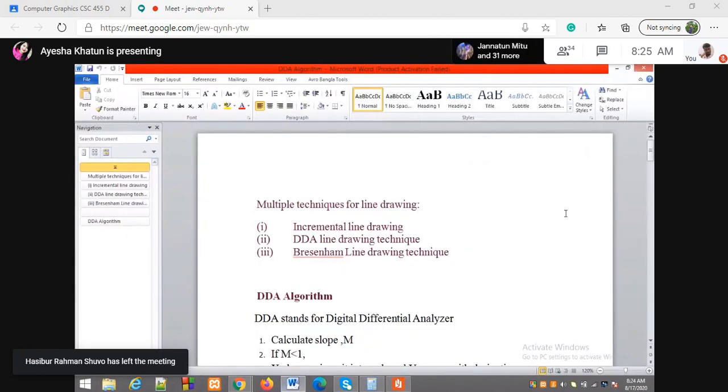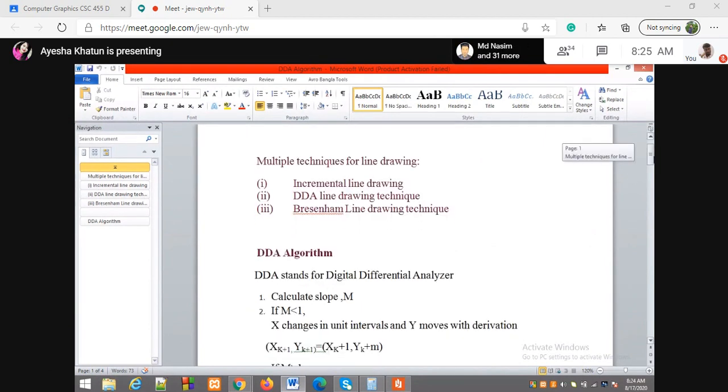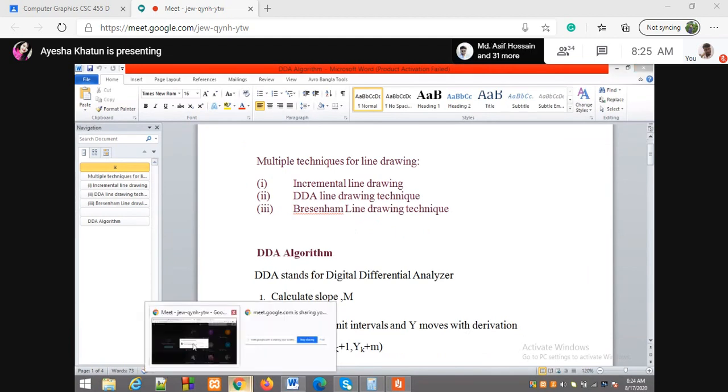So before we go through the first one, the DDA line drawing algorithm, we will be talking about some of the basics related to the line drawing algorithm. So these things you know, I think.